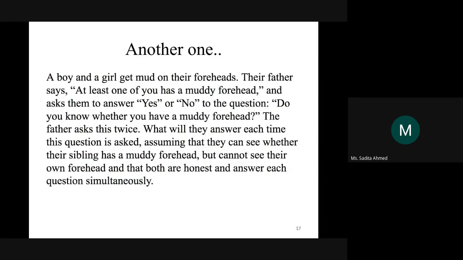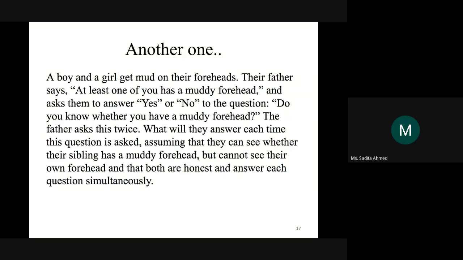So now the second time the dad asked the question again. The first time both of them said no. The boy hears the girl's answer, the girl hears the boy's answer. And now the dad asks again, do you know whether you have a muddy forehead? This time, what will be their answer? One of you said that they will answer yes. Was that yes for both of them?